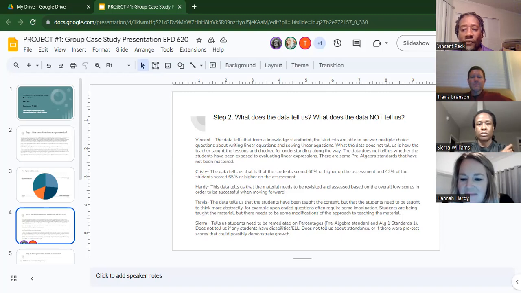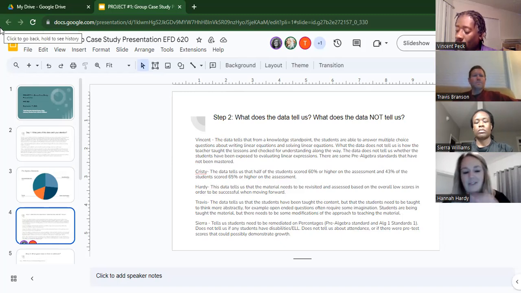The data tells us that half of the students, 50%, scored 60% or higher on the assessment, and 43% of the students scored 65% or higher. When I look at the data, as we mentioned a while ago, the first thing I see in all of the red is that these need to be retaught.